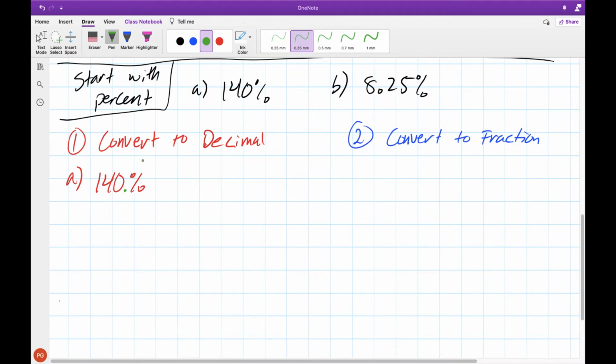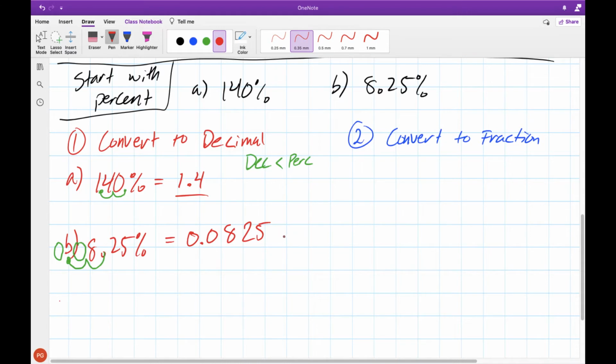Remember that a decimal is always smaller than a percentage. So we need to move our decimal place so that we get a smaller number, which means that we have to move it to the left, and we always move it by 2. So our decimal for 140% would just be 1.4. Similarly here, we're moving our decimal place to the left again, but notice that once we move it to the left twice, we've got this gap here. Anytime you have a gap here, you need to make sure you put a 0 there. You can even put a 0 on the other side if that helps you see it. So it should be 0.0825. That would be our answer as a decimal.